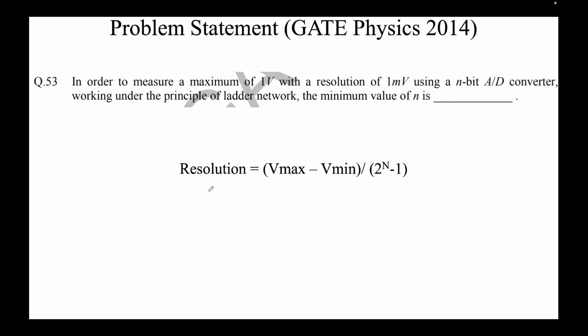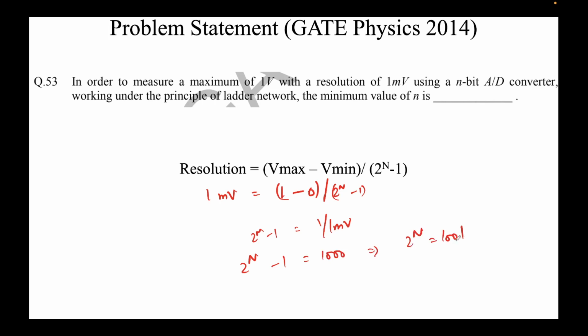So resolution given in the problem is 1 millivolt, right? And V max is 1 volt. This is given. The question is silent about V min, but we'll assume it to be 0 because usually it's ground, and even if it's not given, we'll assume it to be 0. So 1 minus 0 over 2 raised to the power n minus 1. I'll take 2 raised to the power n minus 1 to the left side, so this will be 1 over 1 millivolt. So this gives 2 raised to the power n minus 1 equal to 1000. This implies 2 raised to the power n should be equal to 1001.